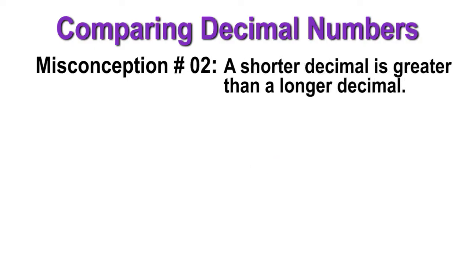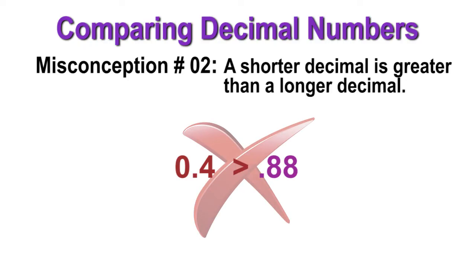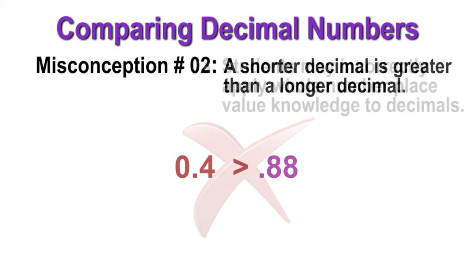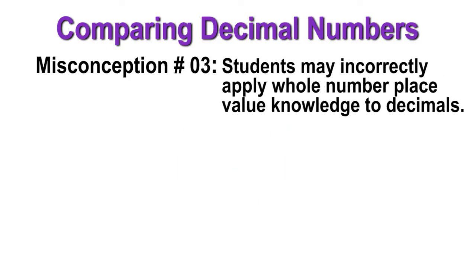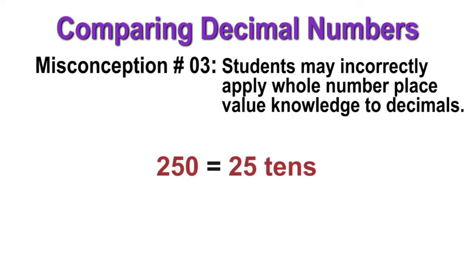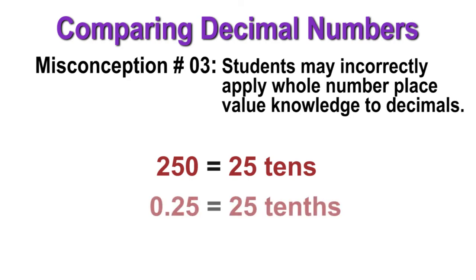A second misconception is that a shorter decimal is greater than a longer decimal. Students may think that 4 tenths is greater than 88 hundredths because each column to the right of the decimal point results in a smaller size portion than the previous columns. Therefore, tenths are larger size pieces than hundredths. A third misconception is that students may incorrectly apply whole number place value knowledge to decimals. They know that 250 is the same as 25 tens. Therefore, they incorrectly conclude that 0.25 is the same as 25 tenths.